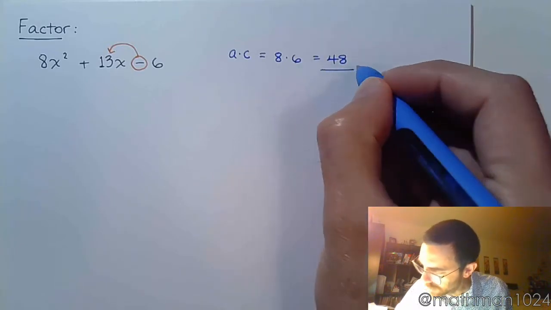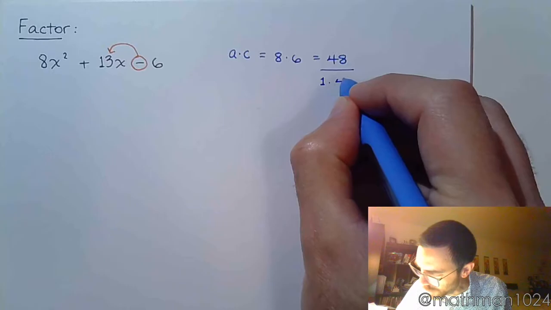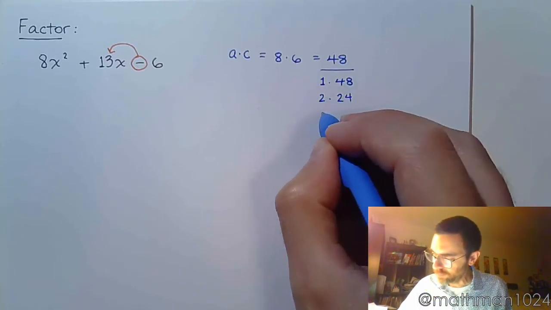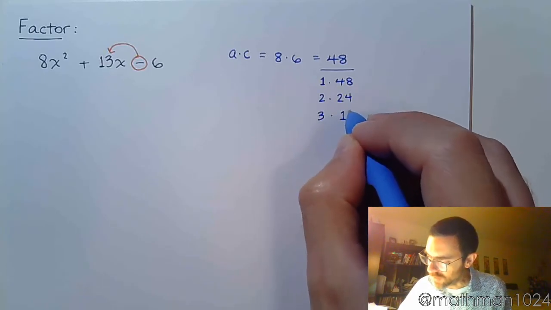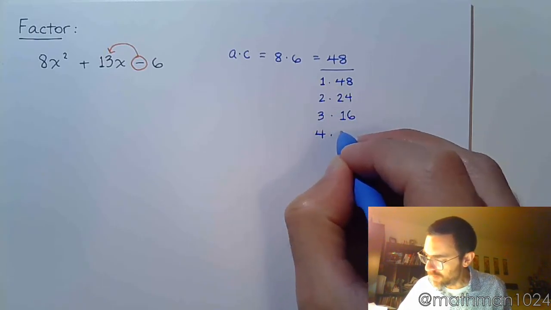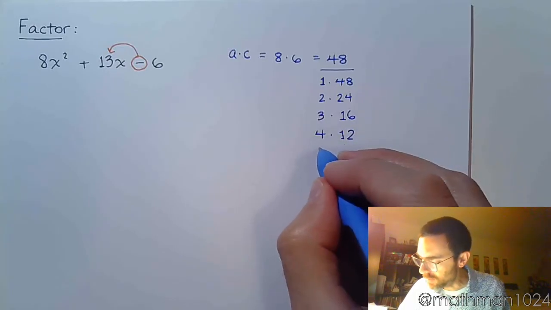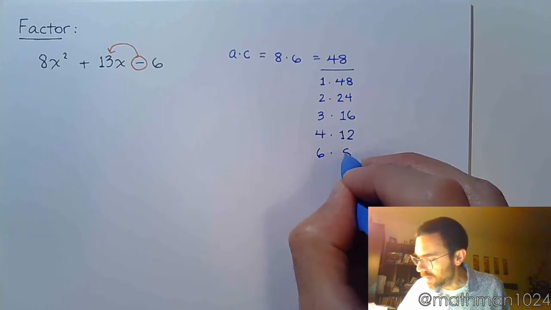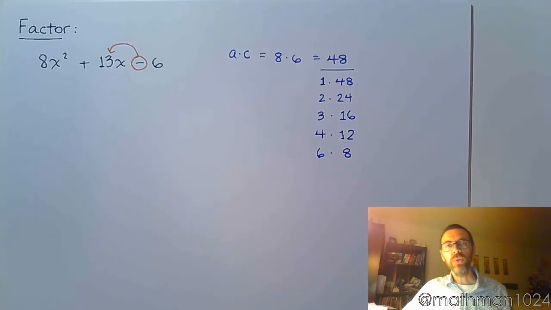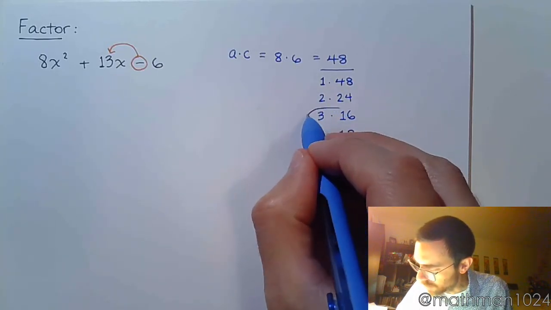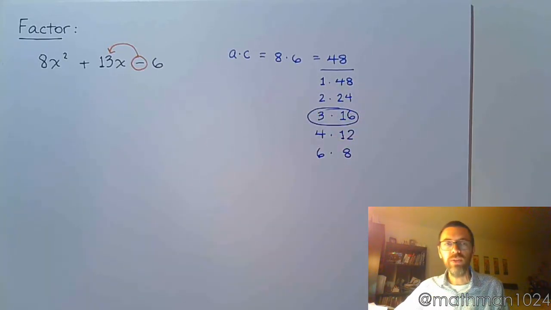If you look at 48, you know that you could write this as 1 times 48. You've got 2 and 24, 3 and 16, 4 times 12. 5 does not go into 48 evenly, so we skip down to 6, and we get 6 times 8. So these are all the factor pairs of 48, and we're trying to find that pair where the two factors have a difference of 13. And that's going to be these right here, the 3 and the 16.